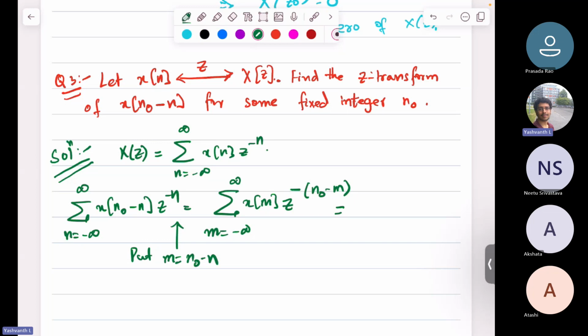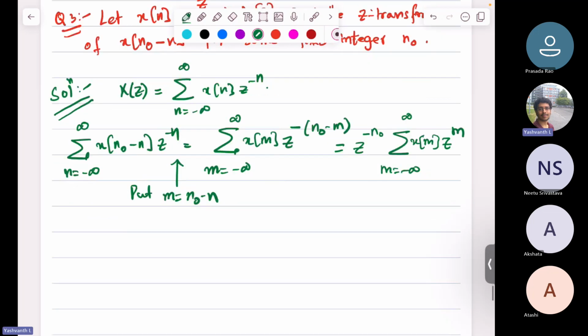Now n naught is a constant, so pull that out. So this is nothing but z power minus n naught times the sum over m from minus infinity to plus infinity of x of m times z power m. It is z power m, right? So I can write something like this: z power minus 1, the whole power minus m.